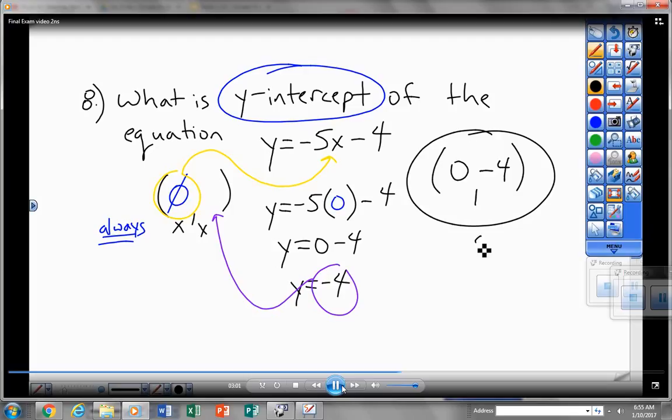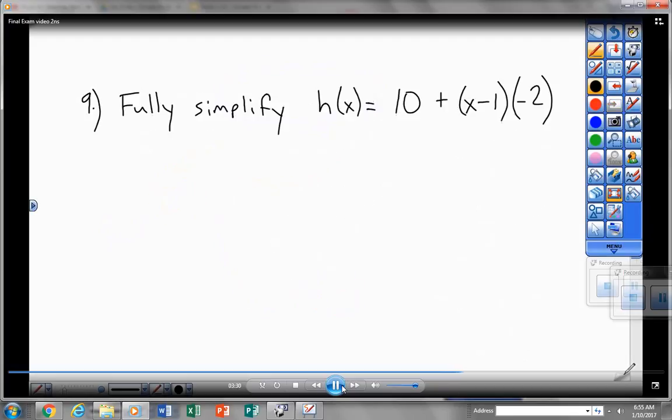And just for the heck of it, I'm going to check it. I'm going to take that 0 for x and -4 for y, and I'm going to plug it into that equation to see if it works. So that 4 will be negative here in a little bit, equals -5 times 0 minus 4. So I fix that little mistake, and that gives me another true statement. -4 equals -4.